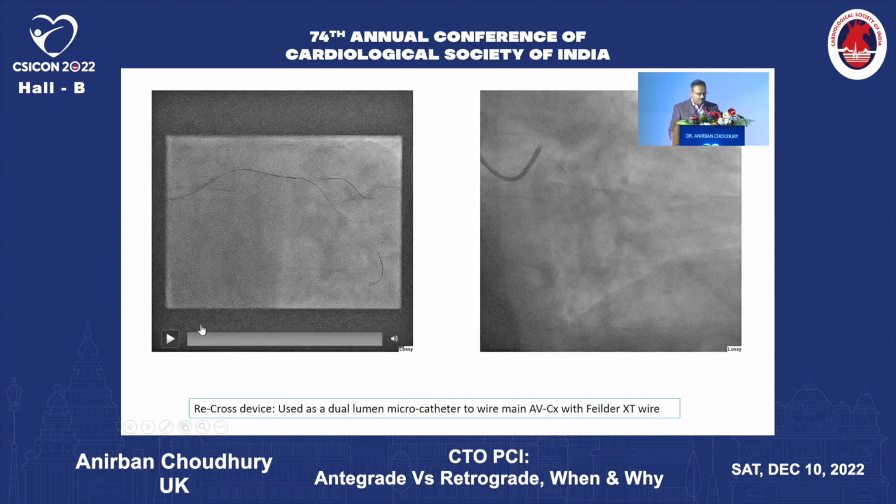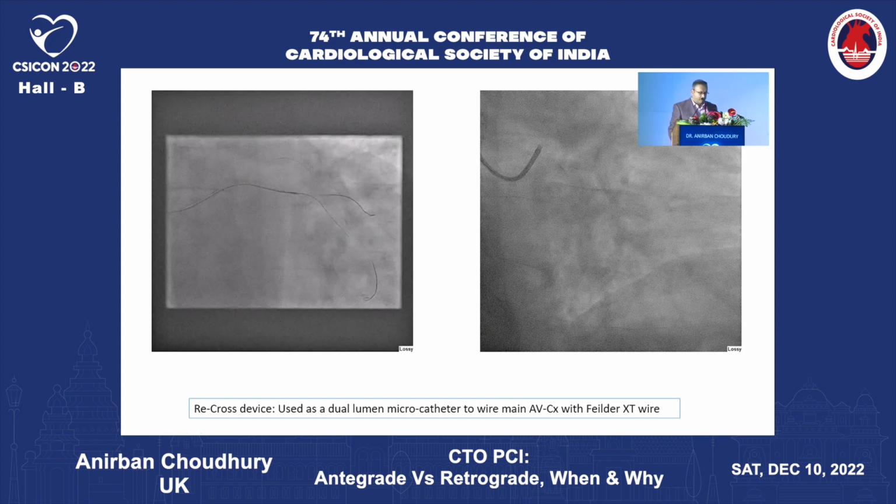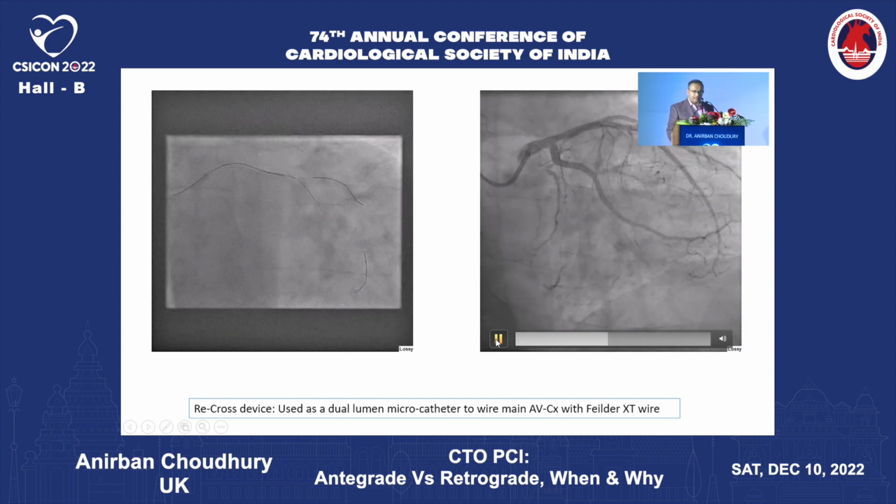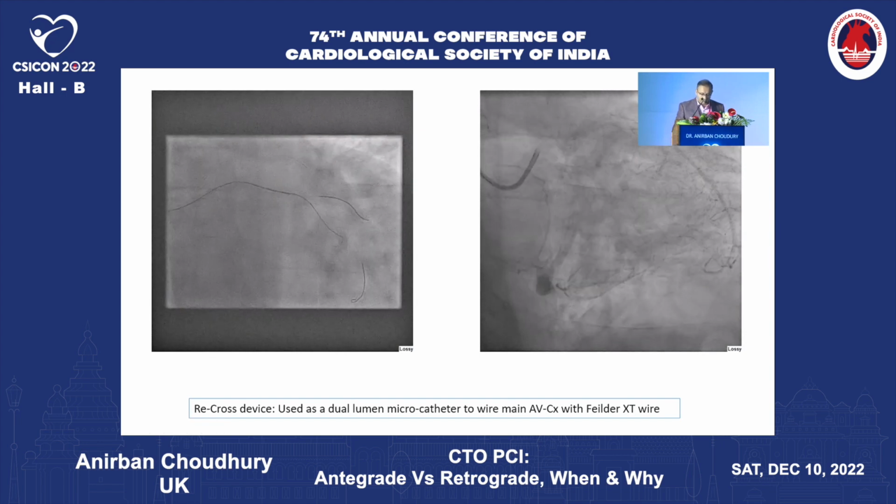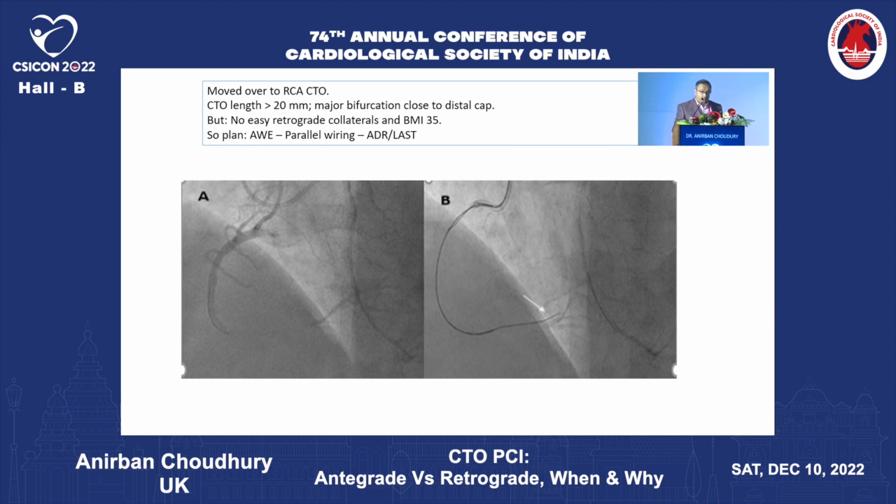So this is the recross device, which was part of the question. This patient had 2 CTOs, so I had opened 1 microcatheter, which is the recross. Keeping the recross, I used it on this occasion as a dual lumen microcatheter, accessed the main AV circumflex, and this is the final result as far as the circumflex goes. Then we move over to the right in the same sitting for the same patient.